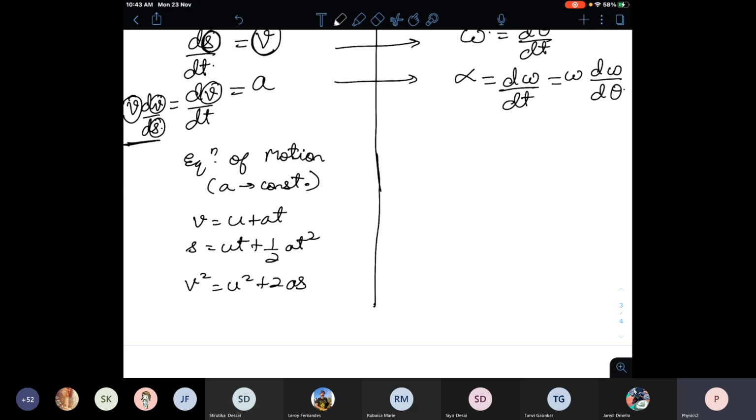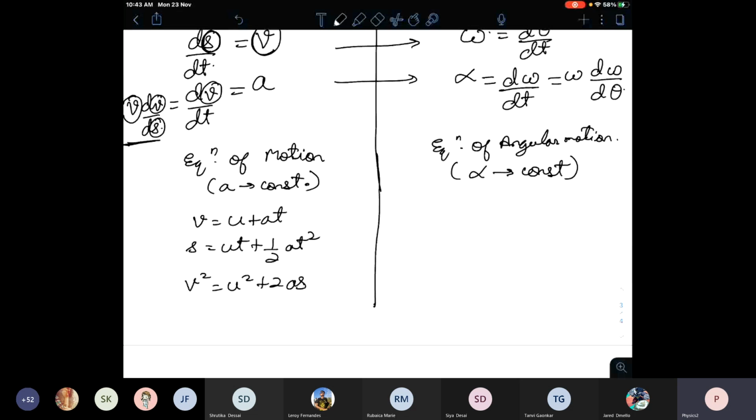Linear motion, straight line motion. Similarly, the similarity does not end just at the basics. You can similarly write equations of motion for angular motion also, equations of angular motion. Equations of angular motion will be applicable when your alpha is constant. I replaced acceleration with alpha, angular acceleration, that's it. If alpha is constant, you can use equations of angular motion. It is valid.